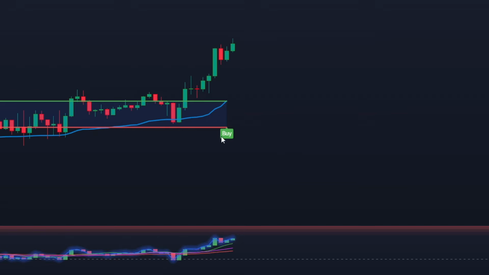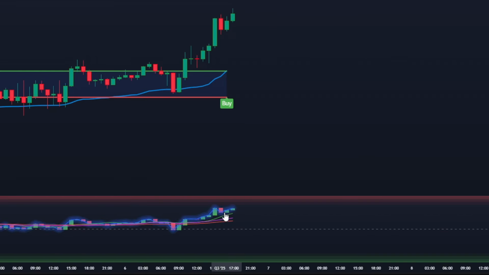For example, here we got a buy signal from the Twin Optimized Trend Tracker. The RSI candles are above the 50 line.